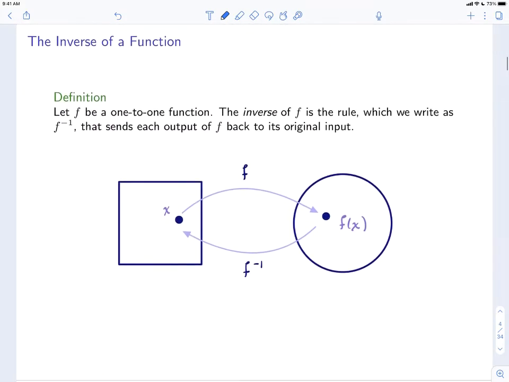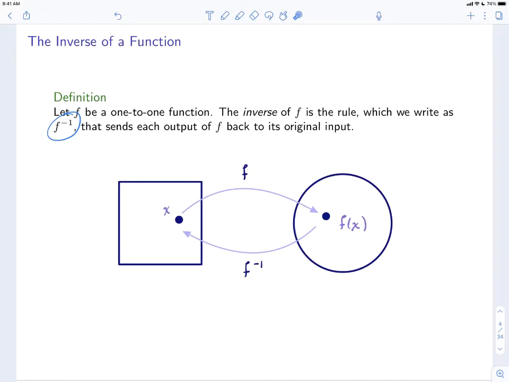If a function is one-to-one, then it has something called an inverse. The inverse of the function is a rule, which we write as f to the negative 1, that sends each output of f back to its original input. So if we had a domain for a function f, and x was something in that domain, then f is a rule that takes x to some output which we call f at x.